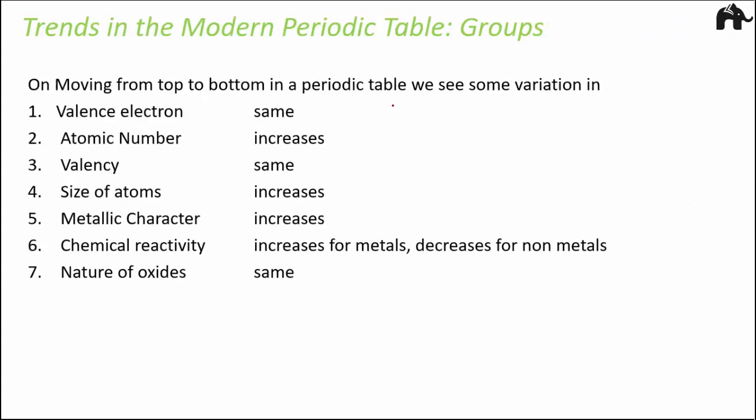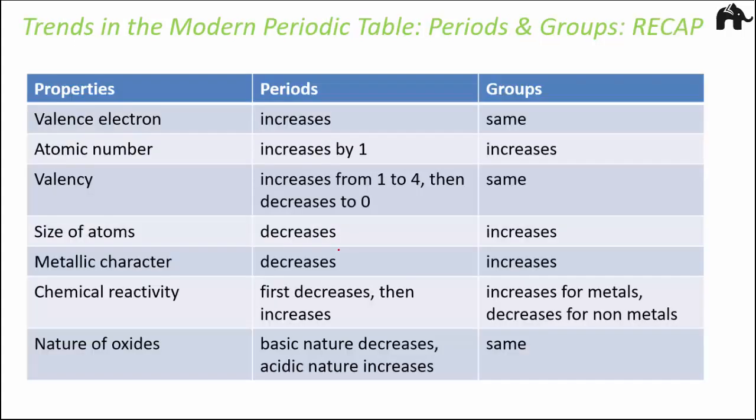So overall, the trends that we observe down the group are somewhat like this: valence electrons same, atomic number increases, valency is same, size of atoms increases, metallic character increases, chemical reactivity increases for metals and decreases for non-metals, nature of oxides is the same. This is a quick comparison of the trends for the same properties that we noticed in a period versus what we noticed in a group. So this change, whenever we talk about a group, it is from top to bottom.